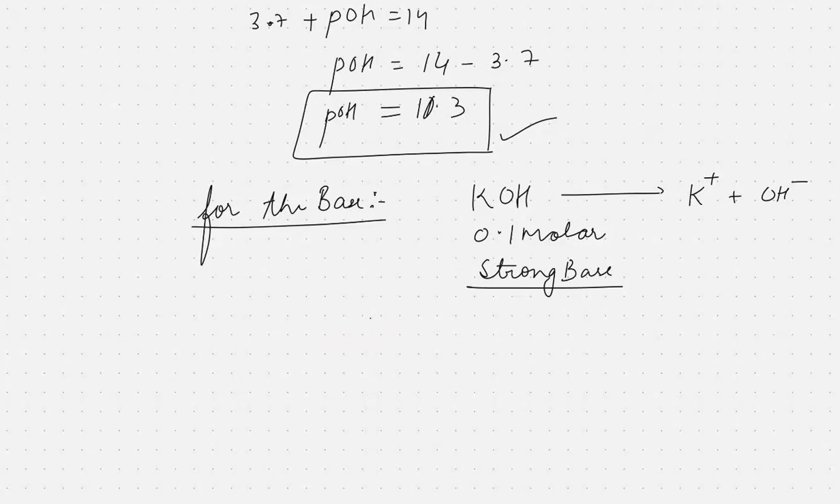How does OH become negative? So, oxygen's atomic number is 8. Configuration is 2, 6. H is a non-metal. It forms a covalent bond. So oxygen needs 2 electrons to complete its octet. So oxygen now has 7 electrons with itself.